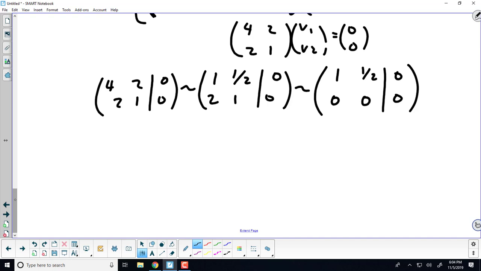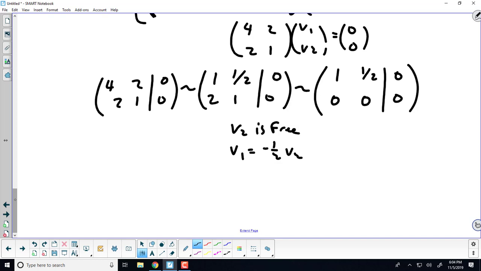So how do we give the eigenvector? Well, we see that v2 again is free, and then v1 would be what? It would be -1/2 v2, right? You guys want to run through that? Okay with that? We just think of this as the equation v1 plus 1/2 v2 equals 0. So we get that.